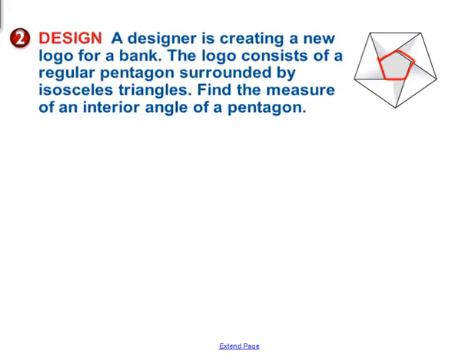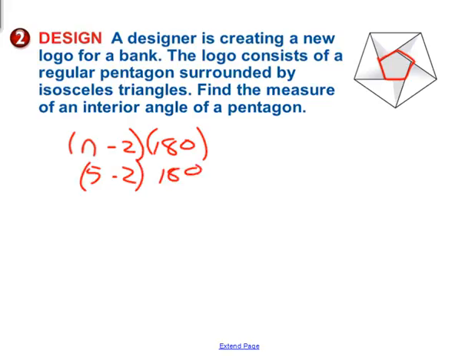I'm going to do my equation here. I'm going to say n minus 2 times 180. So 5 minus 2 times 180. 5 minus 2 is, of course, 3, times 180, which is equal to 540. 540, and that's the sum of all of the angles.